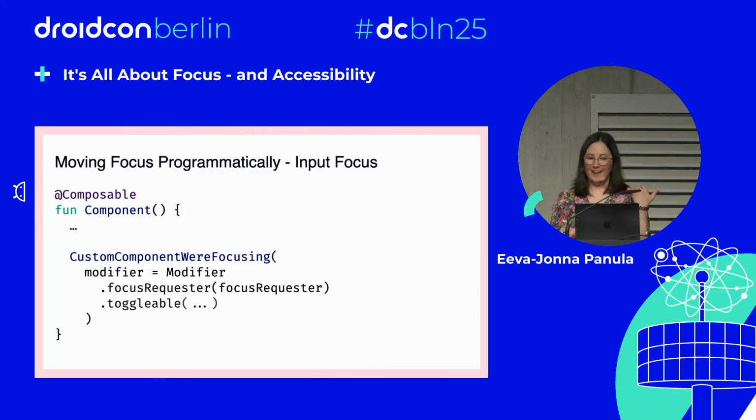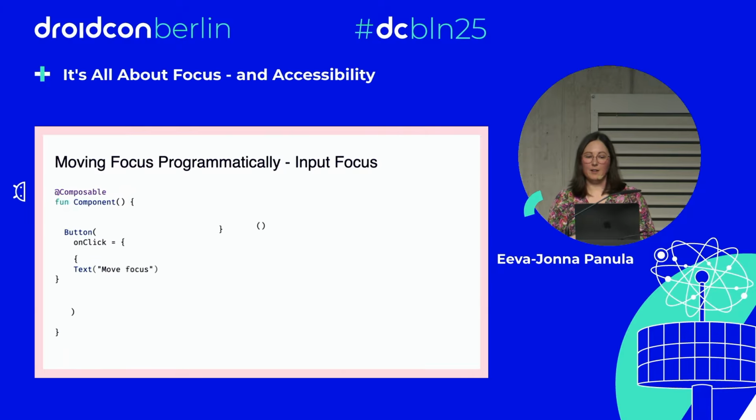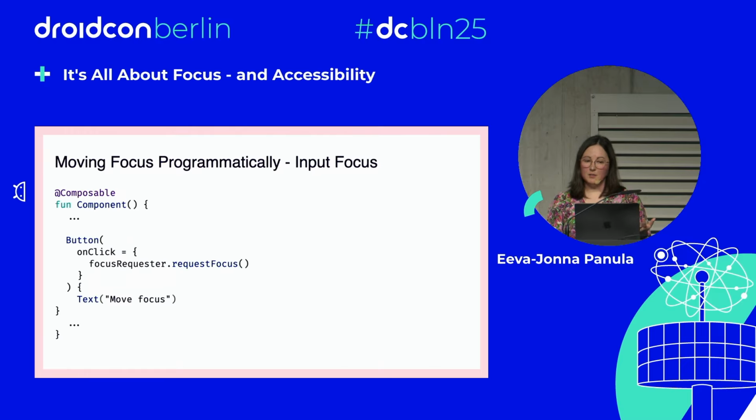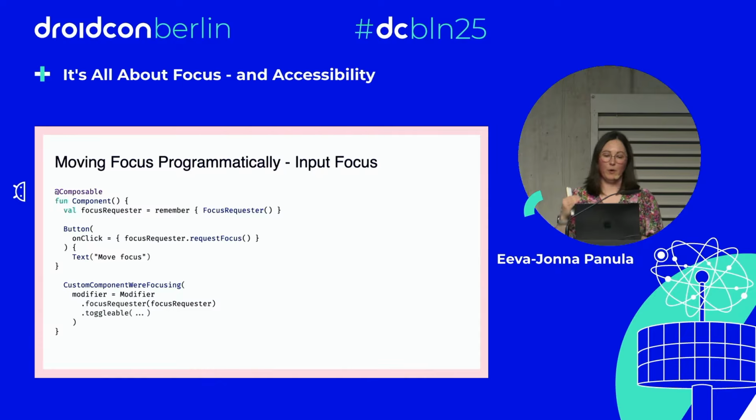But OK, we've attached the focus requester to the component. And then the final thing is that for the button, when the user clicks it, we call the focus requester's request focus method. And then when the user clicks it, the focus moves to the component where the focus requester is attached. And this way, we can move the input focus, or focus for the keyboard, for example.